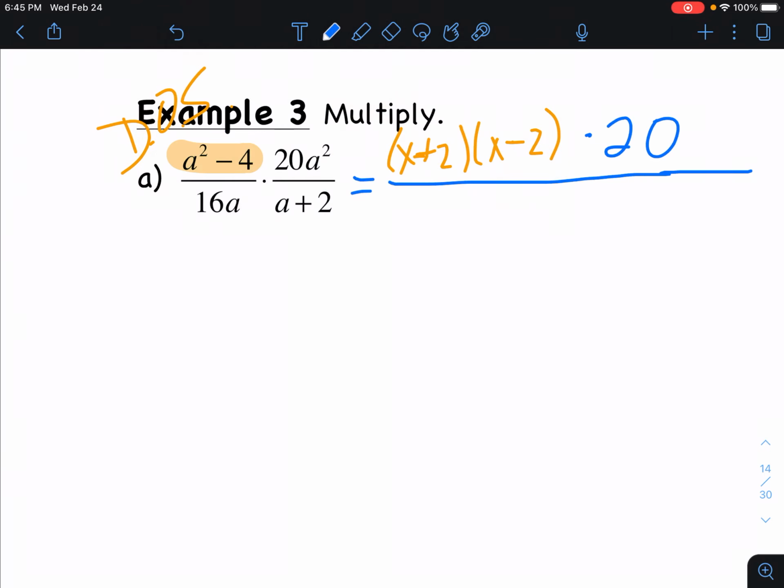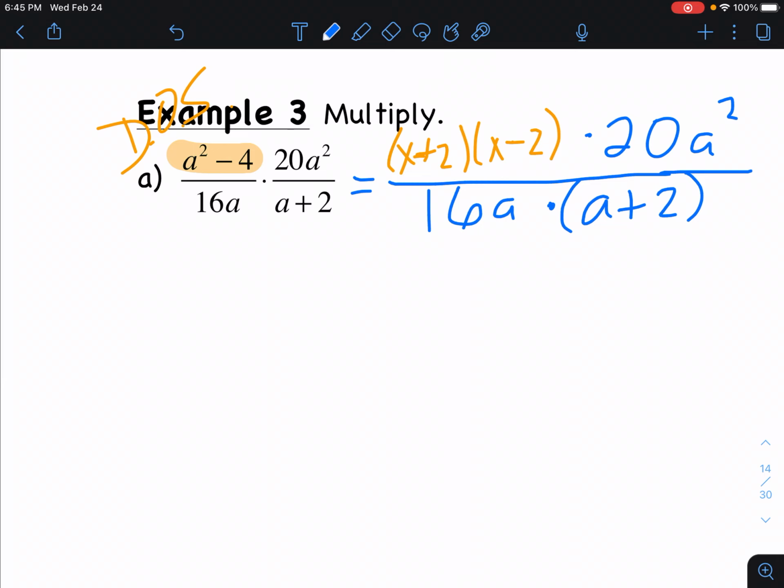So times 20a squared. The bottom left, that is also a monomial. It cannot be factored. So 16a, and then times the bottom right, which is x plus 2. That cannot be factored, so we're going to drag that over. And binomials, when they get put with monomials, we put the binomials into parentheses.